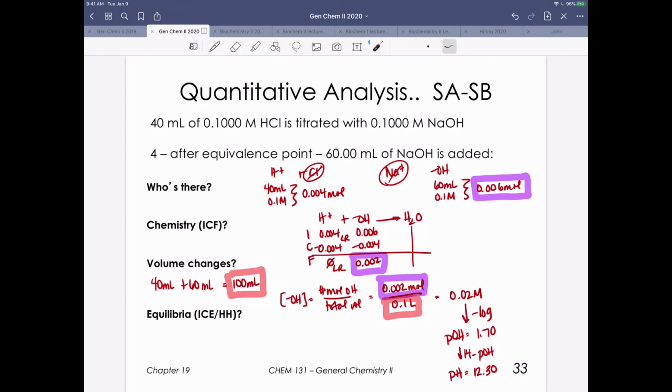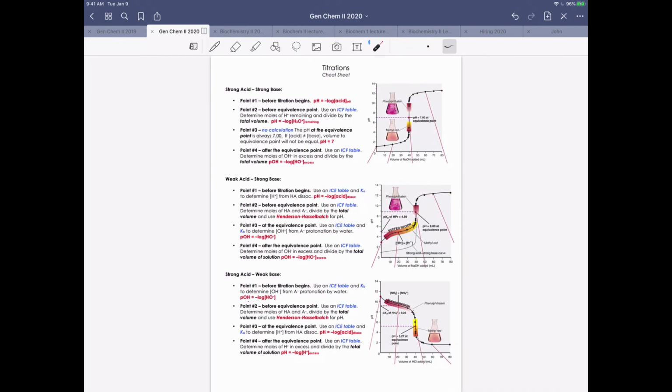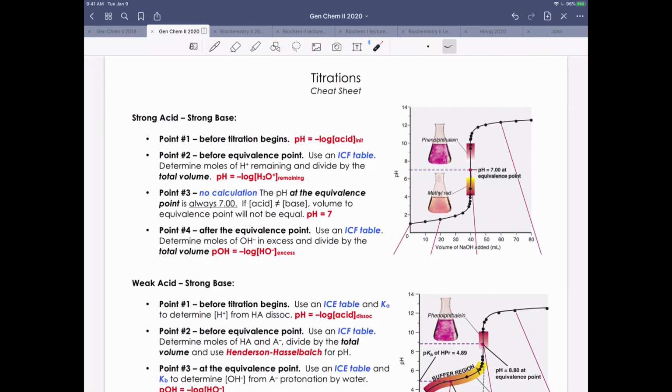Okay, so hopefully that wasn't too much to hurt your brain, but let's highlight how we handled the calculations for each of these points. Before the titration begins, because we've got a strong acid, whatever the initial acid concentration is, just take the negative log of that, and that's your pH. Pretty straightforward there. That's a chapter 18 kind of problem, but pretty straightforward because we've got a strong acid.